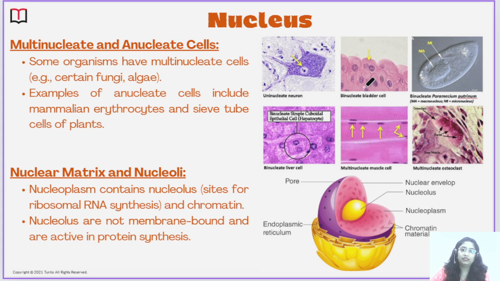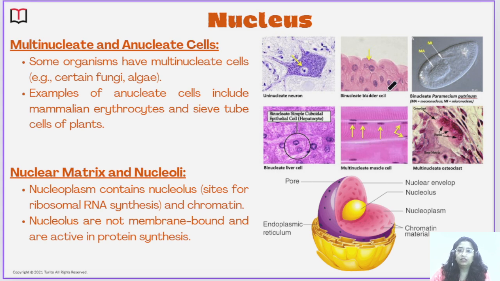So now you can see there are some cells which are having multinucleated DNA, and there are some cells which are having anucleated DNA. That means they don't have DNA, sorry, they don't have a nucleus. So multinucleated means the cells having more than one nucleus, for example, the cardiac muscles. They have so many nuclei.